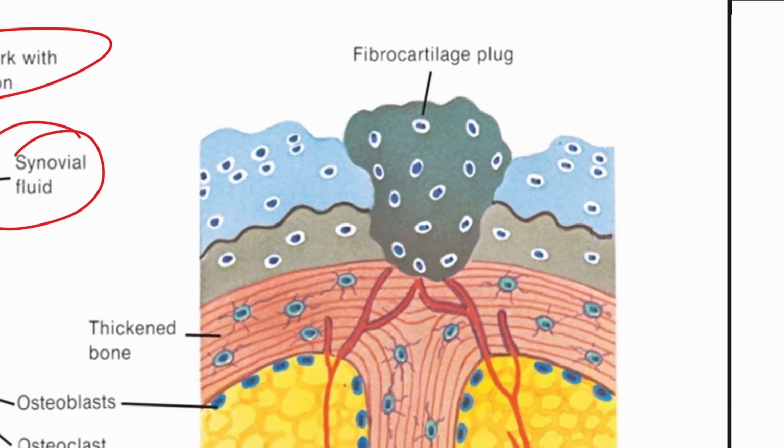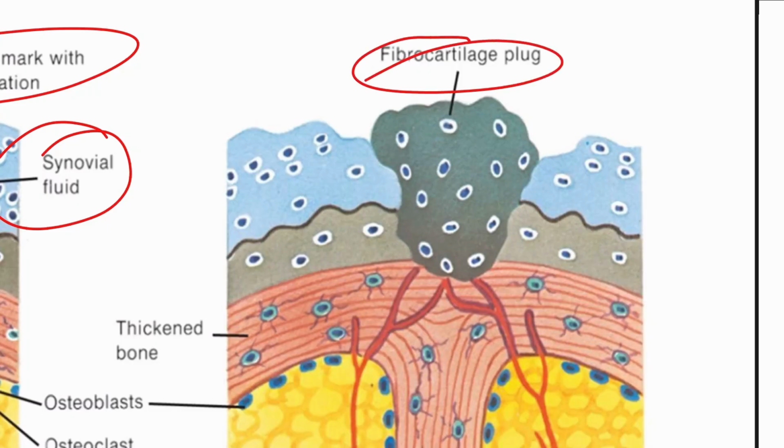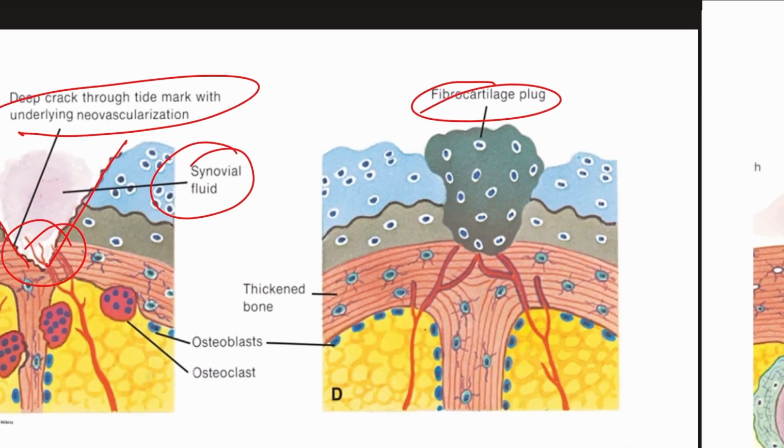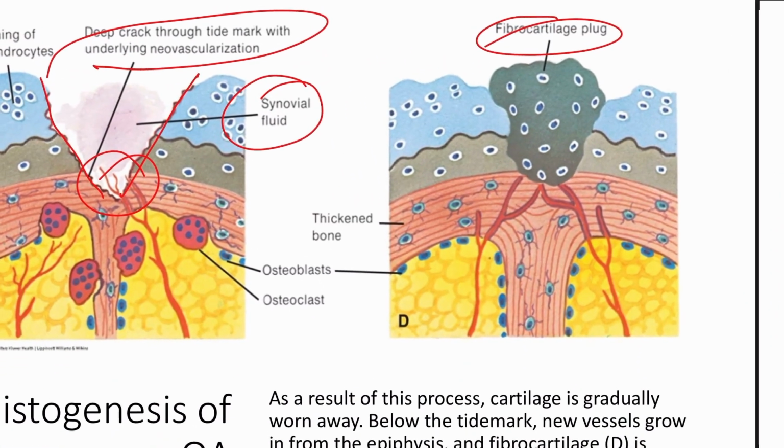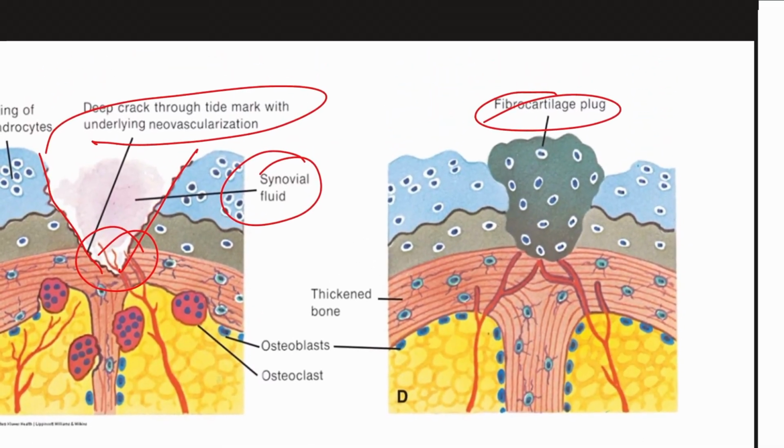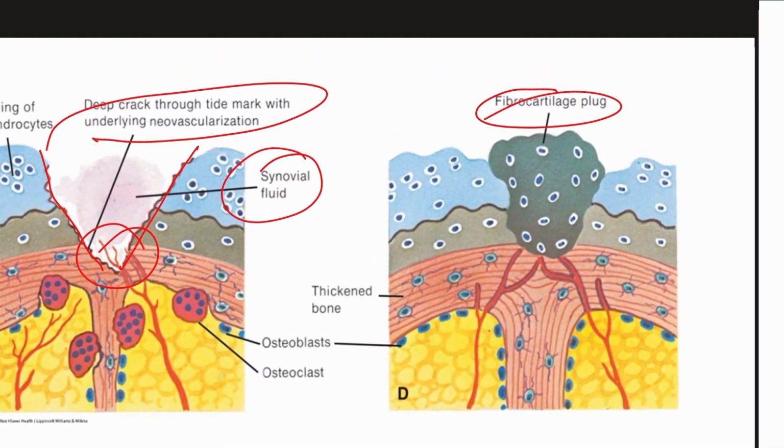Then we have to repair it. So we do this fibrocartilage plug to try and repair that crack so that synovial fluid can't keep going into that area. So that's where our bone remodeling starts to form, and we get these new bony formations because we're trying to repair that cartilage, but unfortunately it's being repaired with bone instead.